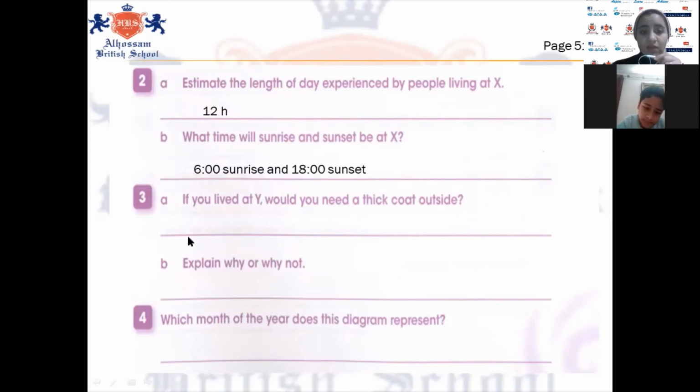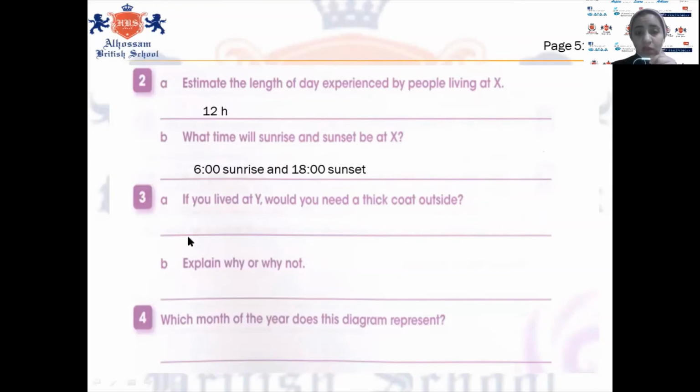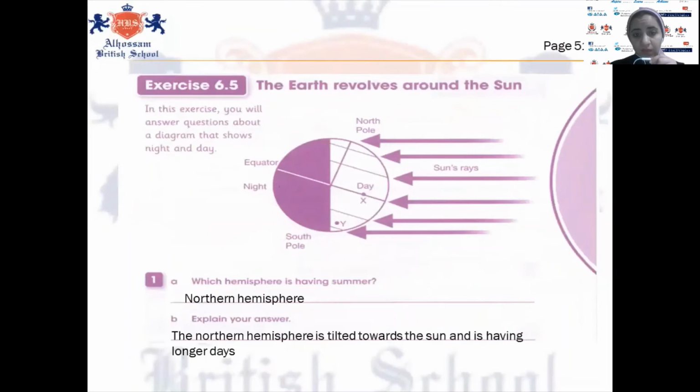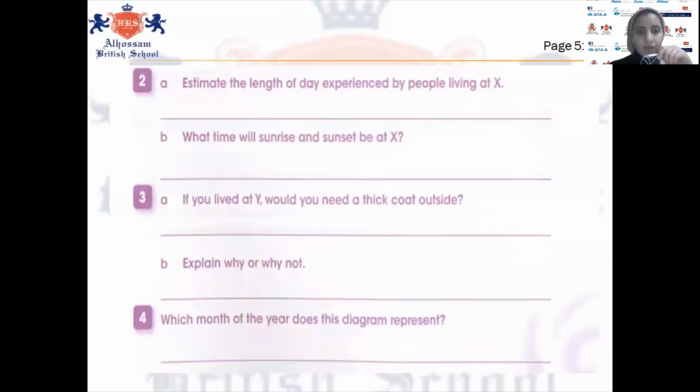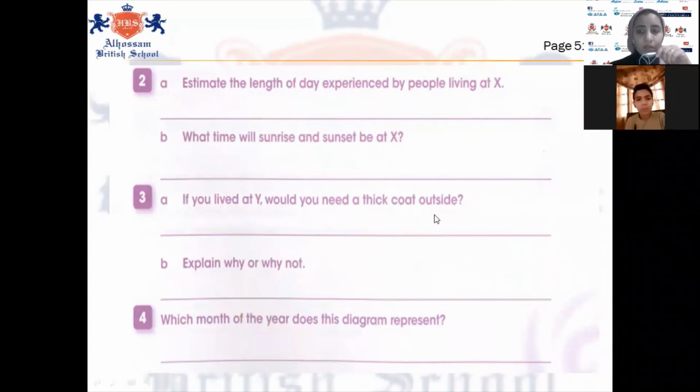If you lived at Y, where is Y? Would you need a thick coat outside? At Y, let's see, where is Y? Here. Do you need a heavy coat or thick coat? What is the question? If you lived at point Y, look at point Y in the pictures. Do you need a thick coat outside?